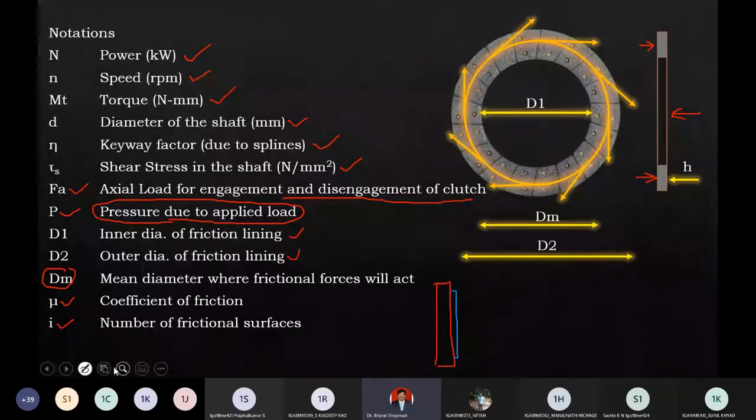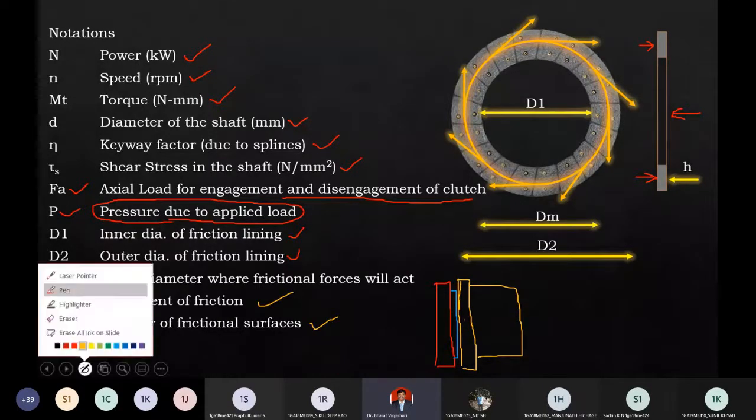Then onto the frictional lining there will be one more plate here. This will be the clutch now. This is our frictional plate, and the frictional lining will already be there. Once again, there will be a pressure plate at the back side. So here, mu is the coefficient of friction and i is the number of frictional surfaces.